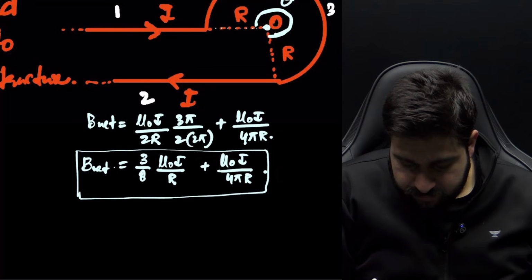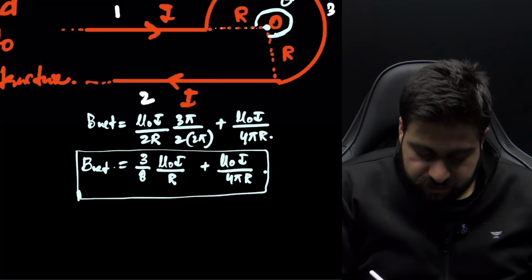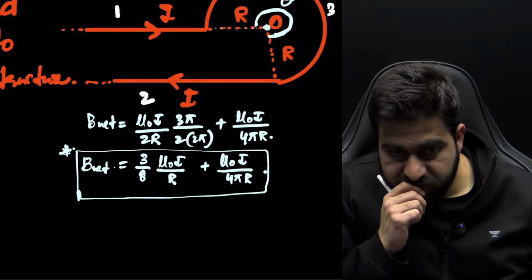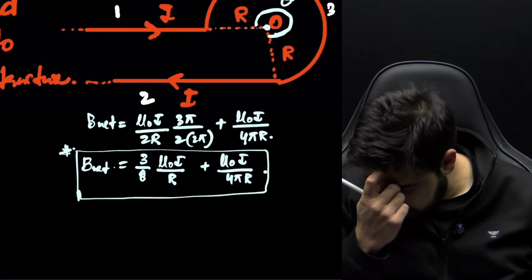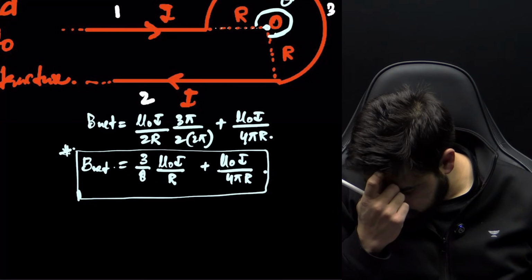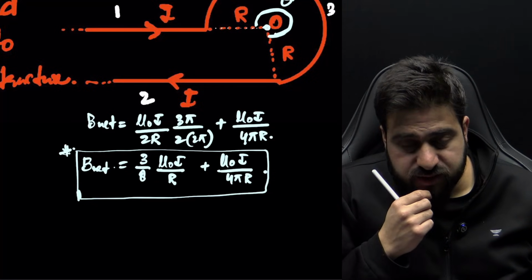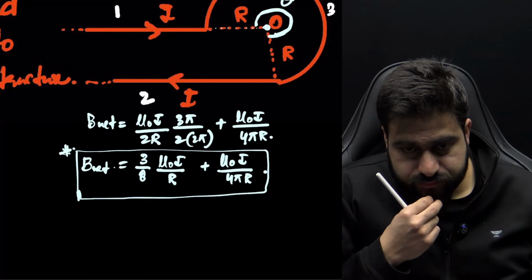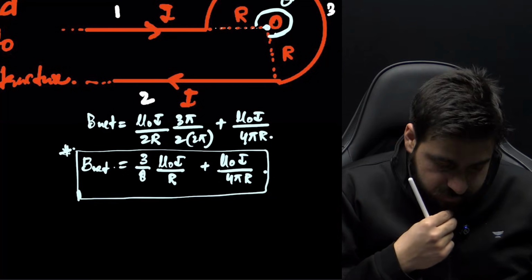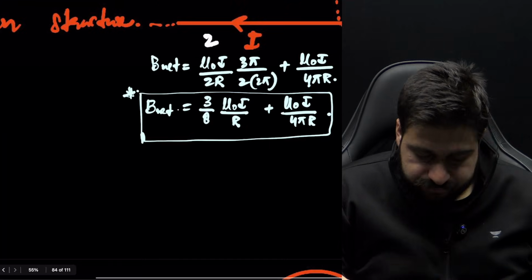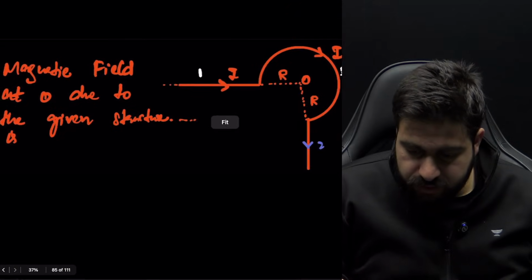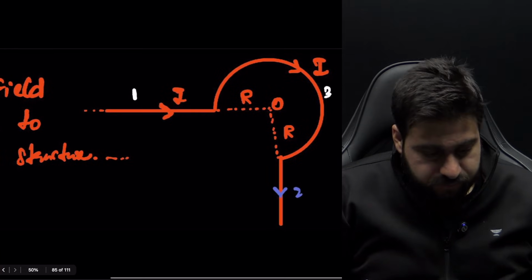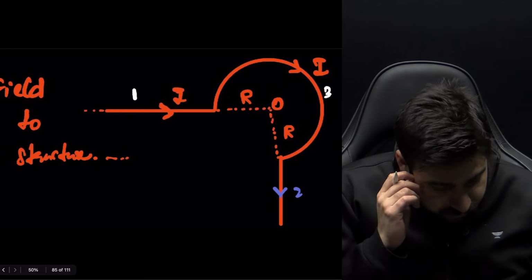This is the net magnetic field. I believe this is crystal clear to each and every single student. This is the net magnetic field. Similarly, you can find this one. Guys, what is the magnetic field due to this?